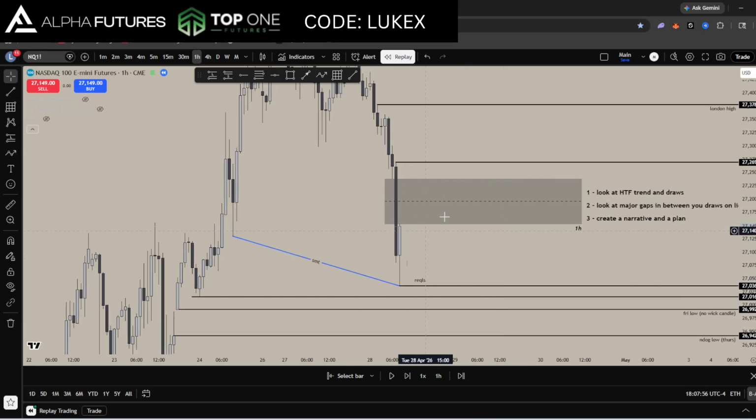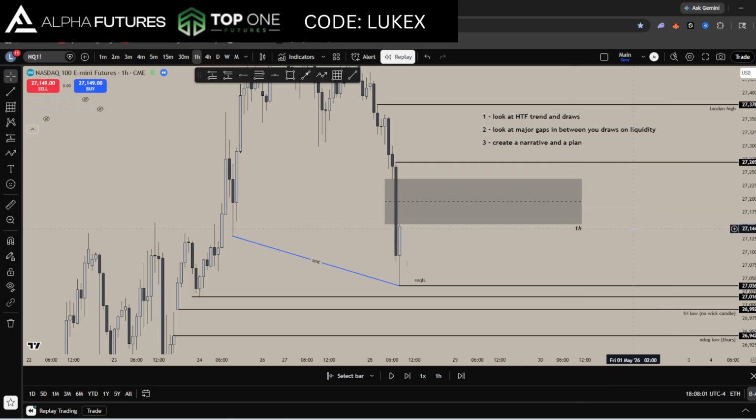But how do I determine I want to use this 1 hour gap as a condition? And what is a condition? A condition is where you use if-then statements for a scenario happening. For example, if this 1 hour gap is my condition, if price comes into this gap and we get a clear short setup and clear confirmations for shorts, I will look for sells. But if price comes into this gap and starts trading through it and we get continuation to the upside, then I will look for longs.